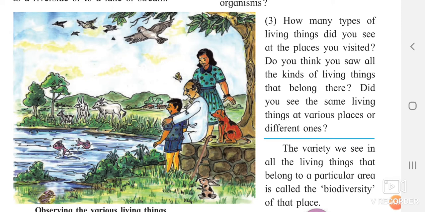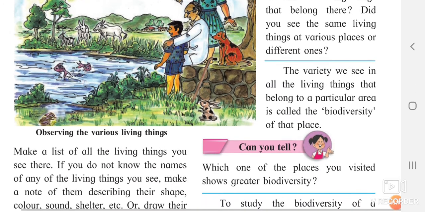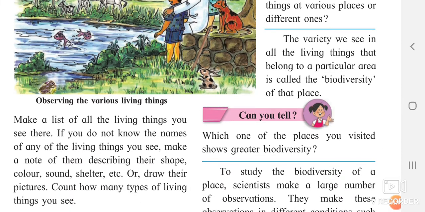Variety in your class, variety in the school. So all this variety which you see is called biodiversity. So what is biodiversity? Biodiversity means whatever variety you see in one particular area. It is considered in the form of living things.